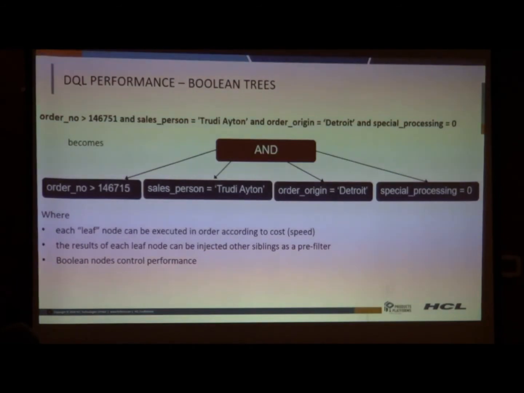Okay, so I'm going to talk about Boolean trees, because this is how query engines work. You see I have 4 ANDed criteria up on top, and what it becomes internally is this. The AND node sits above all the leaves. Those bottom ones are called leaves. The beauty of this is you can execute those leaf nodes in order according to their cost. So the cheapest one here is probably order equals Detroit. We figure out what the cheapest one to run is, and then we inject, next slide.